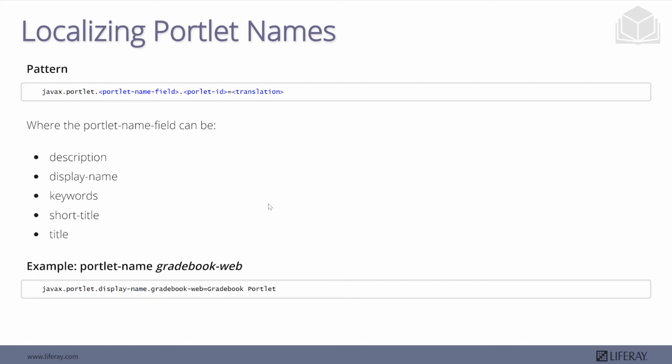Okay, so for example, we have our javax.portlet.display-name for the gradebook web, and the translation we want to display is Gradebook Portlet.